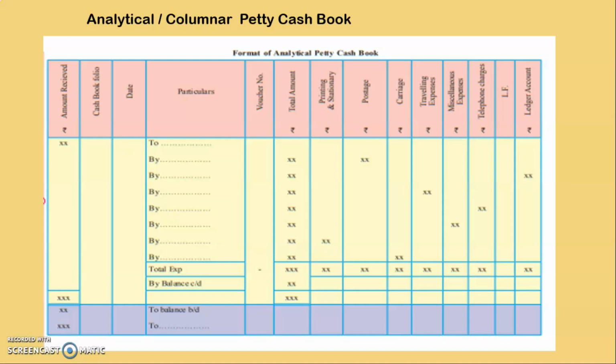Now here further we have separate columns for different heads. So there's printing and stationery, postage, carriage, traveling expenses, miscellaneous expenses. So a separate column is prepared for each expenditure. Now when we make the entry, we first write the amount of that expenditure in the total amount column, and then we again write that amount in the respective head. Here again we have to find out the balancing figure. This you'll be able to understand when we actually solve the sum practically.